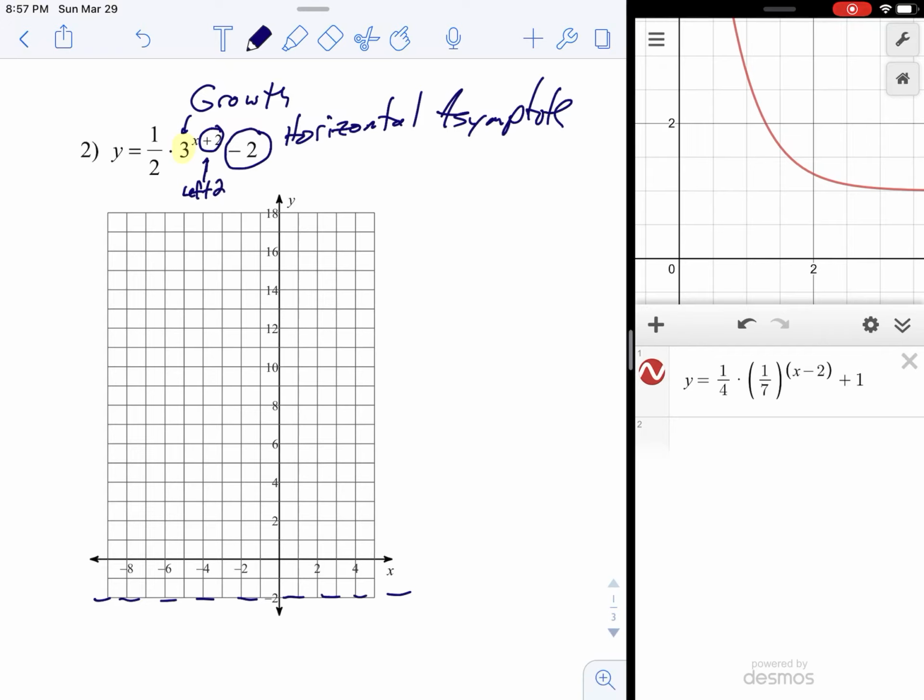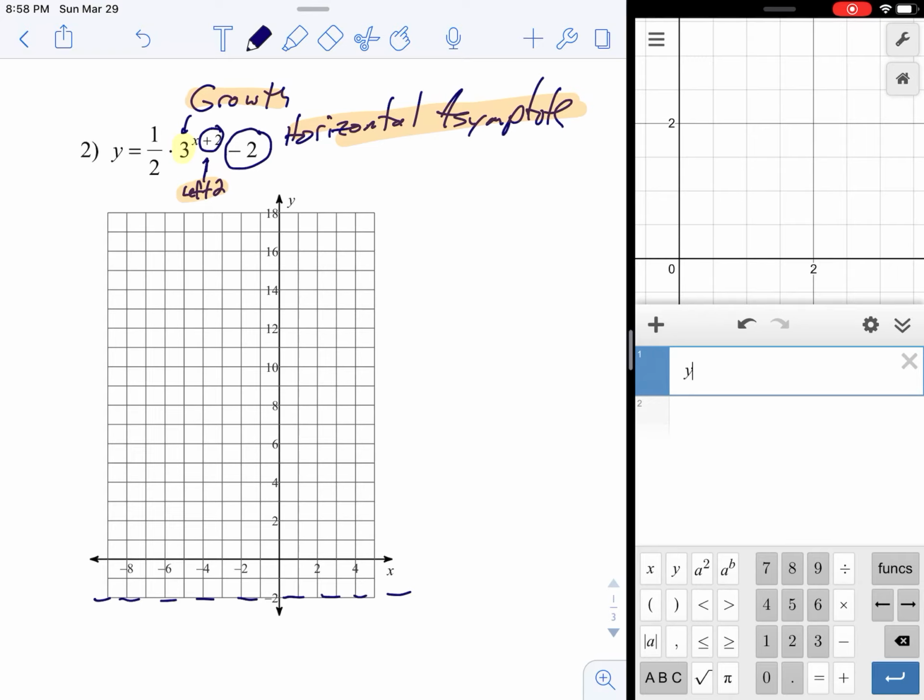If we're doing step by step how to graph by hand, I'd get more specific into that, but let's not worry about that. But you need to be able to classify it as a growth or a decay. You need to be able to identify the horizontal asymptote, and you need to be able to at least put into words the horizontal shift, whether it's left or right and how much.